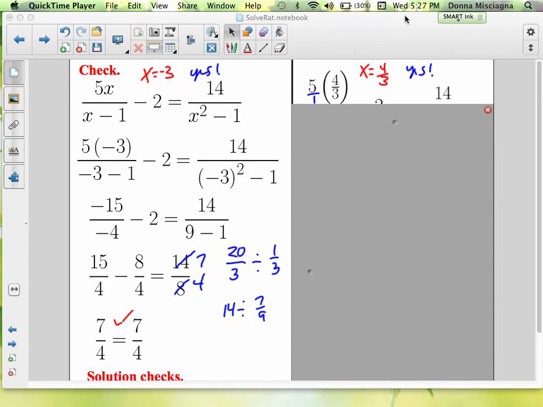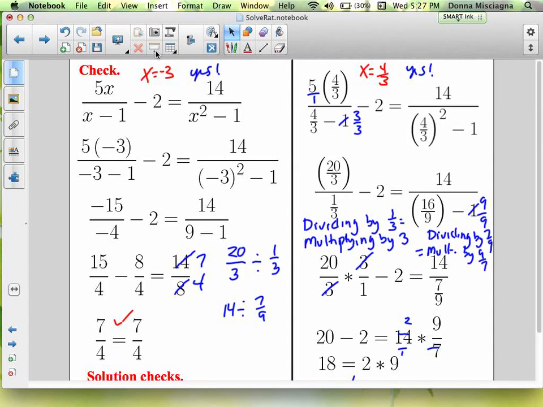Let's look at the other one. It's a little more complicated on the check, but not really once you simplify it out. It looks a little bad in the beginning, but really it's not that bad. So we have 5 times 4/3, and I rewrote that 5 as a fraction. It just makes it a little easier, I think. Divided by 4/3 minus 1. Well, I can't combine 1 with 4/3, so we changed 1 to 3/3. Minus 2 equals 14 divided by 4/3 squared minus 1. So we just substituted 4/3 everywhere.